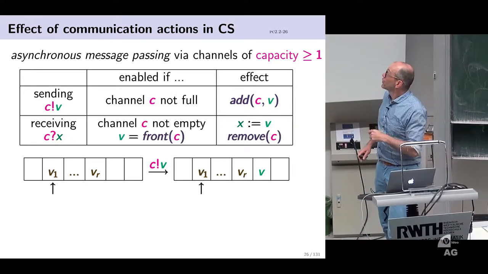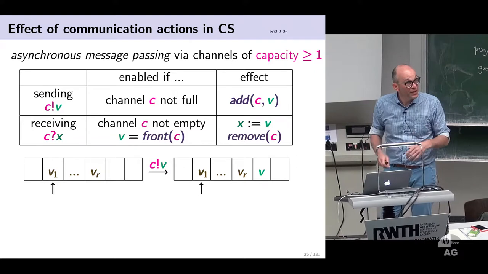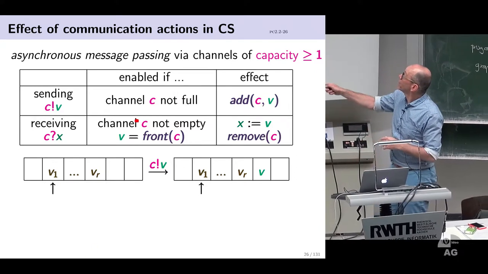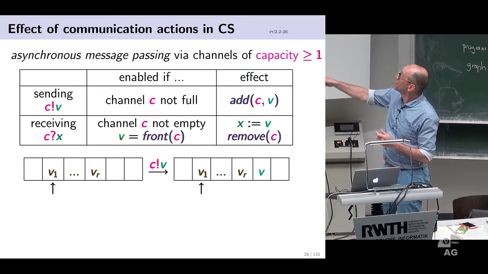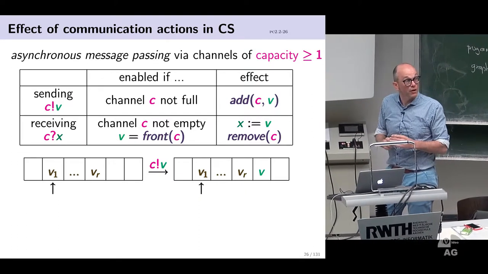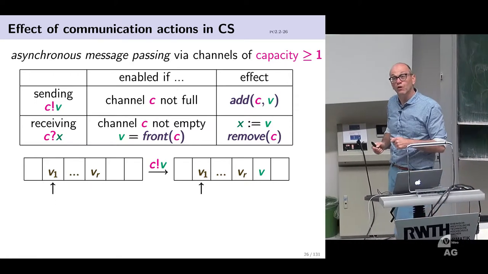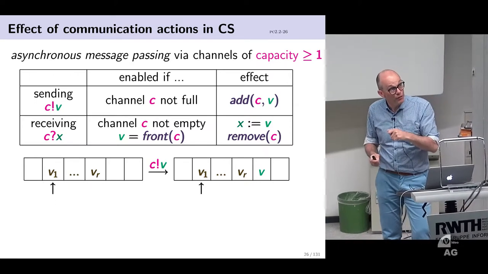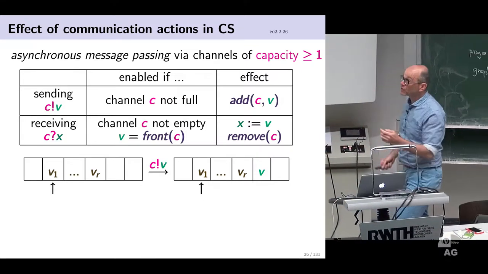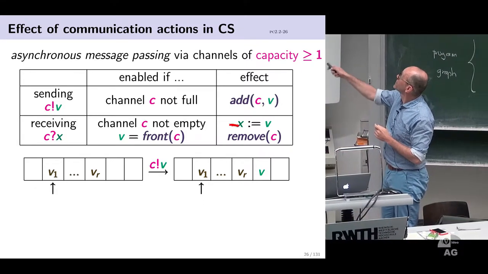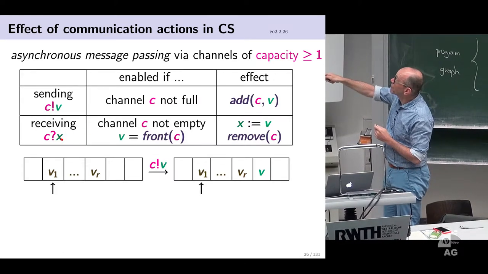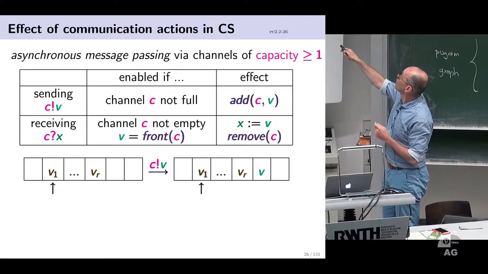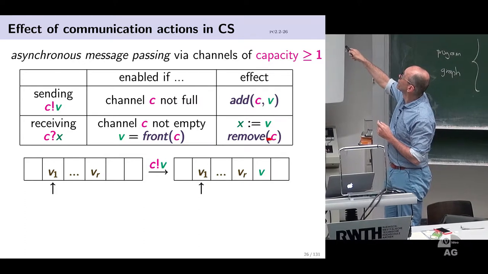So what about receiving? Of course, you can only receive a message if there is something in your mailbox. So you can receive if the channel C is not empty. Let's suppose that V is the message which is in the front of the mailbox. That's, let's say, the oldest message which is still there. So that's the head of the buffer. Then what's the effect of doing this action? The effect is that you're basically going to assign to the variable X, because that's the variable indicated here, the value V, because V is the front of the buffer. And we're going to remove V from the buffer.